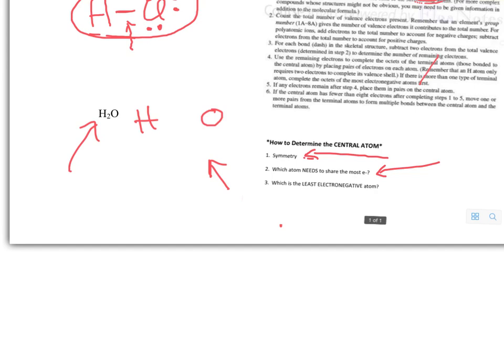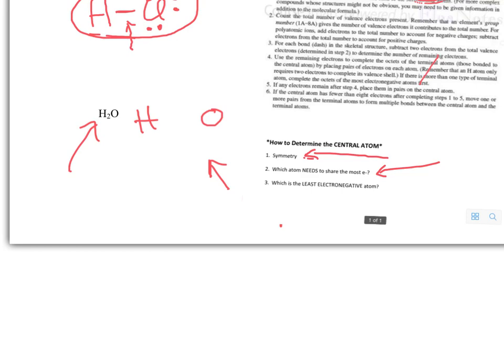And so he's going to be the one that needs to share the most, because hydrogen only has to go over 1 space, from block number 1 to block number 2. From hydrogen to a noble gas configuration is just 1 electron. So therefore, oxygen's the one that needs to share the most.